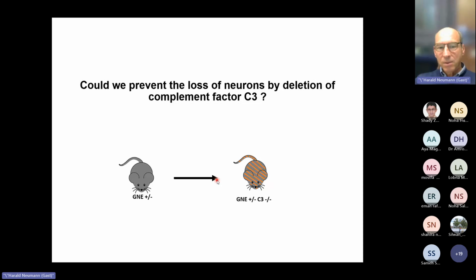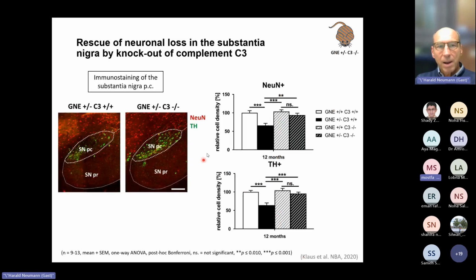So we took these mice which have reduced sialylation and crossed them with a mouse where we have no alternative or no complement activation at all. If you knock out the complement factor C3, all the different complement pathways merge. So in principle, you shut down complement activation in these mice almost completely. So what is happening if we now knock out complement factor 3? I can make it short. We can completely revert the effect.